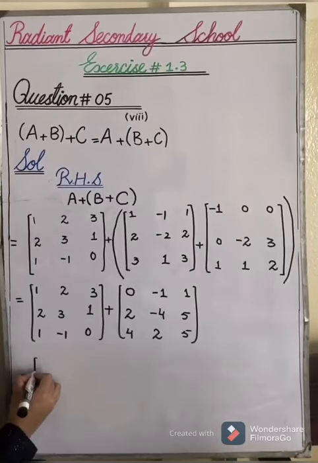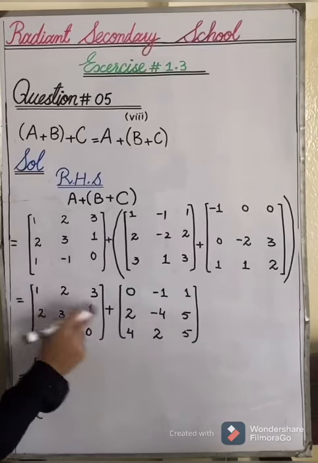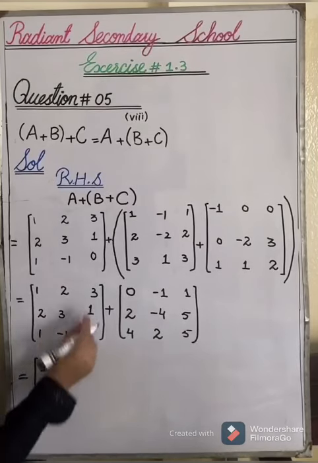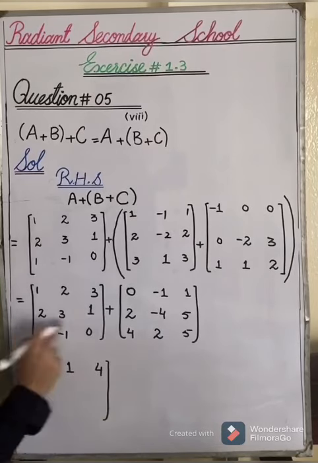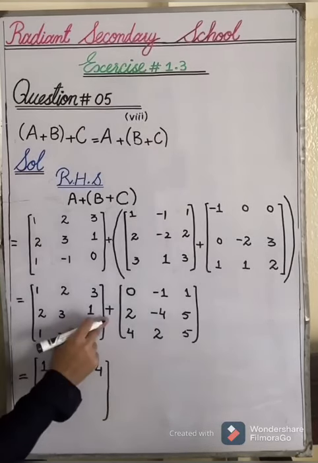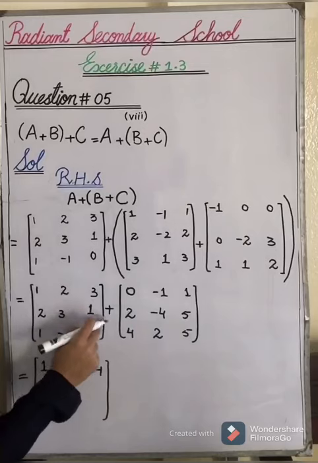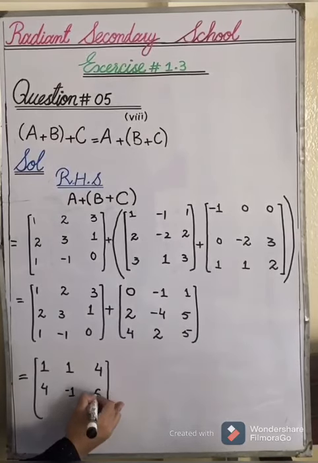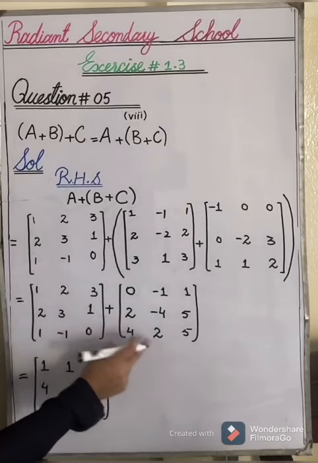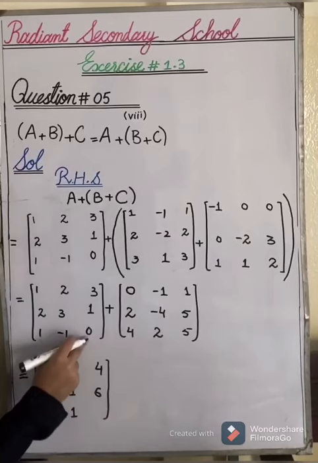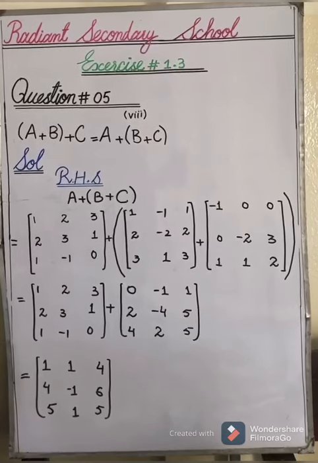Now let's add these two matrices. 1 plus 0 would be equal to 1. 2 plus minus 1 would be equal to 1. And 3 plus 1 would be equal to 4. 2 plus 2 would be equal to 4. 3 plus minus would be minus, and we will have minus 1 here. And 1 plus 5, we will have 6. 1 plus 4, 5. Minus 1 plus 2, plus 1. 0 plus 5 is 5. So this is our right hand side.